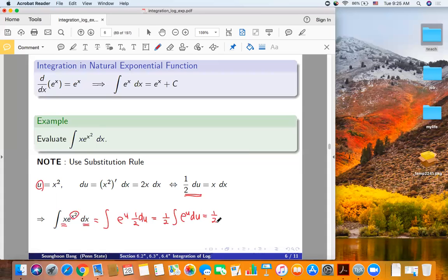The 1 over 2 times, what's that? The integral of e to the u is e to the u plus c. Next, to change back: 1 over 2 e to the, what's u? u is x squared. So e to the x squared plus c. That's it. This is the whole idea for solving this problem.